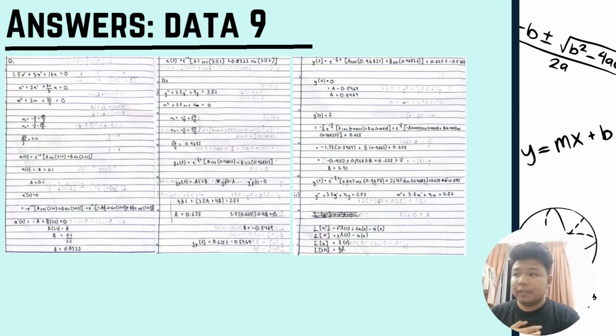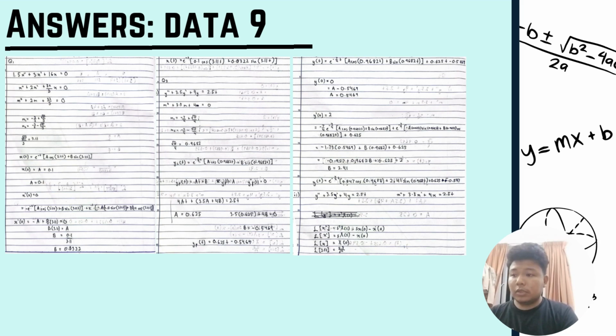On to the data 9. For question 1, the simplified version is m squared plus 2m plus 32 over 3 is equal to 0. So for the roots, when we plug into the quadratic equation, we get negative 3 over 3 minus square root of 87 over 3, which is imaginary numbers.